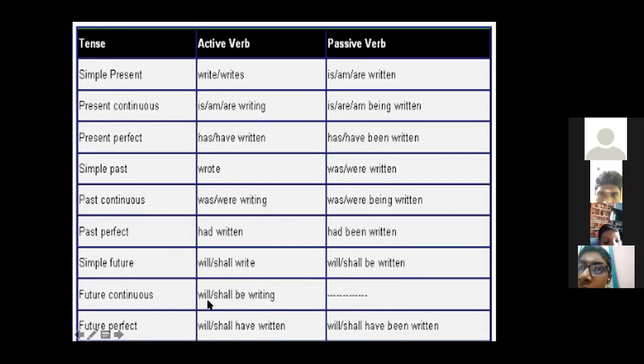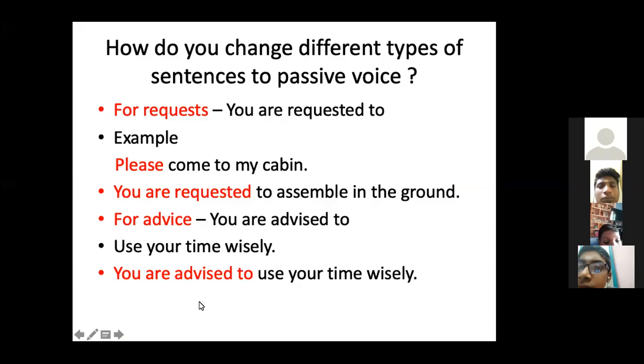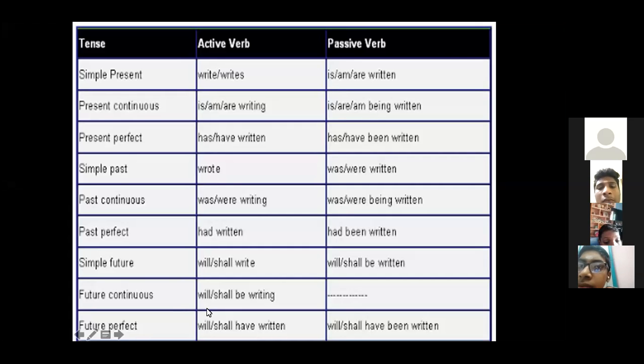The future continuous, will or shall be writing. Usually this future continuous is not used in the passive form, because "being" will not come in the passive form here in the future tense. In the future tense, the being form will not come. So we cannot change that.